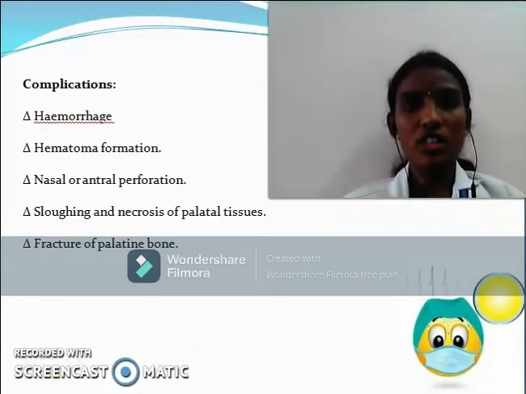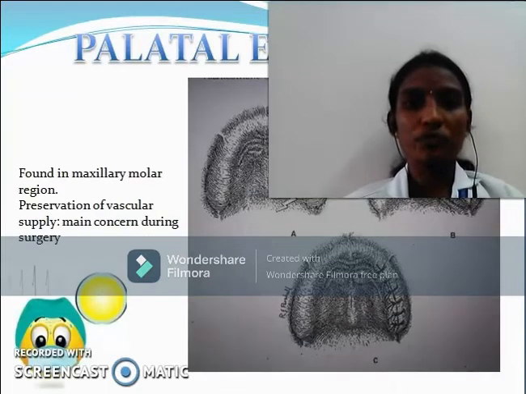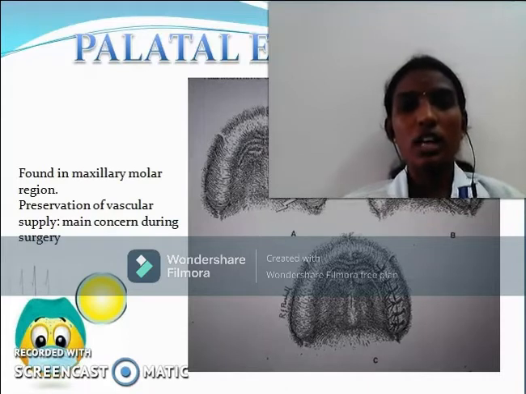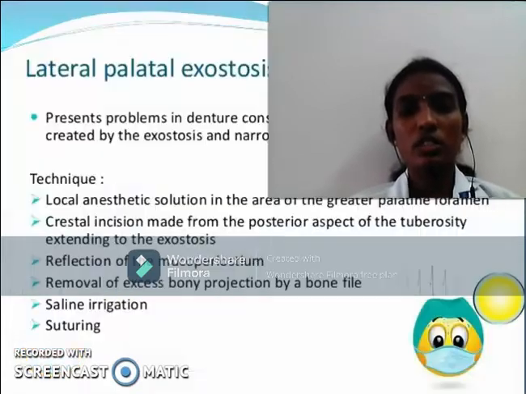The complications are hemorrhage, hematoma formation, nasal and antral perforation, slough and necrosis of the palatal tissue, and fracture of the palatal nerve. Palatal exostosis is found in the maxillary molar region; preservation of the vascular supply is the main concern during surgery.